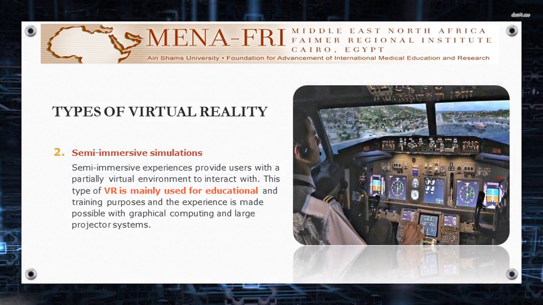Types of virtual reality. 2. Semi-immersive simulations. Semi-immersive experiences provide users with a partially virtual environment to interact with. This type of VR is mainly used for educational and training purposes, and the experience is made possible with graphical computing and large projector systems.